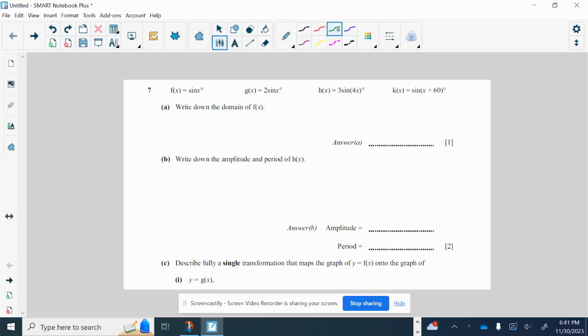Okay, so the first request was this one, question 7. Write down the domain of f of x. This could easily be a non-calculator question. Most of it, anyway.